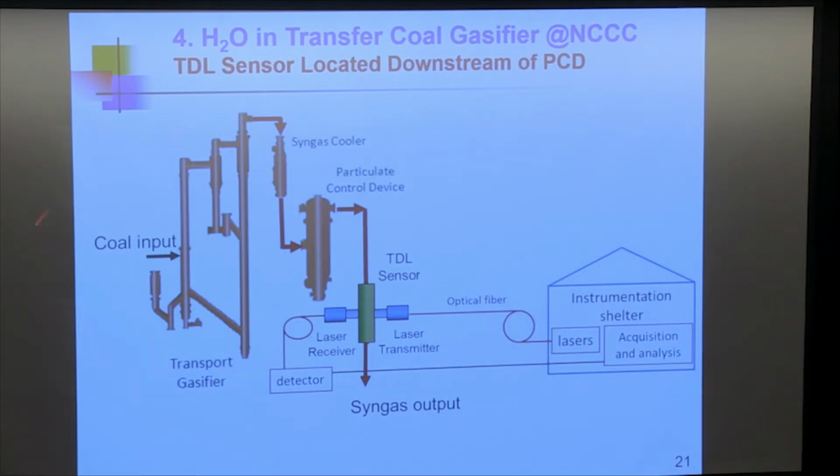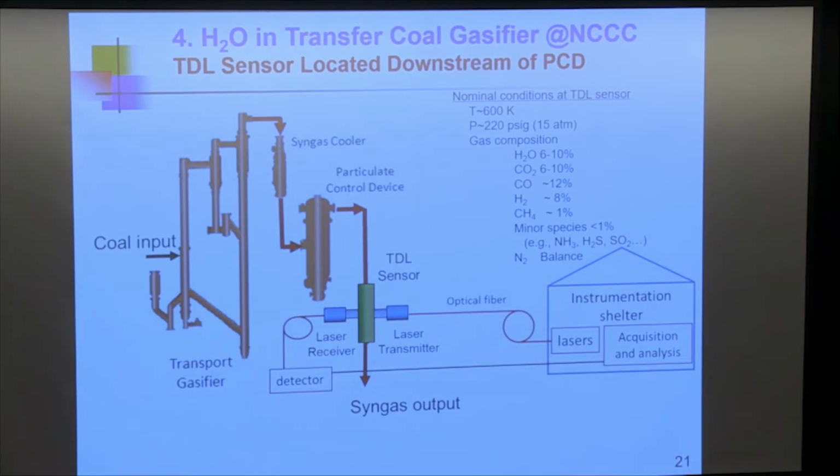So they put in coal. And it goes through several sections. Finally gets to the place. This thing is so big, actually this sensor was probably about 90 feet away from the last processing element of the system. The nominal conditions were 15 atmospheres, 600 Kelvin. Those are the expected conditions that we were going to have to measure. So the challenge in this case was to measure the syngas composition 99 feet downstream of the particulate control device.